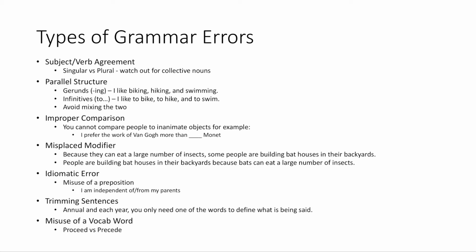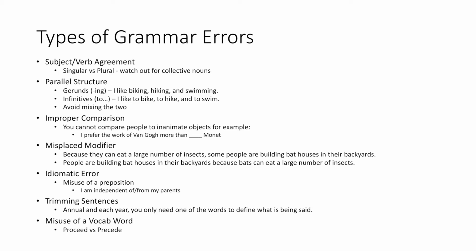Parallel structure. We have two different kinds. The first is a gerund. A gerund is a general class of activity. Doesn't mean they have to do it yourself, just means that it's something that you enjoy. Maybe I like biking, hiking, and swimming. Some people say, I like watching Dancing with the Stars. Doesn't mean that you're on Dancing with the Stars, you're just watching it. So that's just an idea of a general class of activity. So gerund, general. Infinitives are more specific. This means that you actually like to do whatever you're indicating. I like to hike, to bike, and to swim.